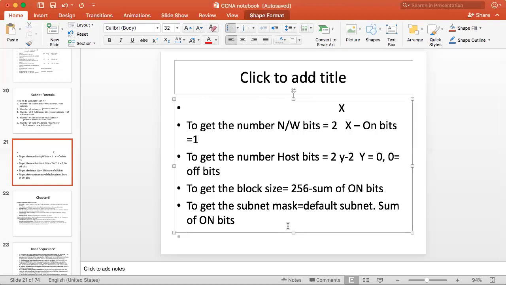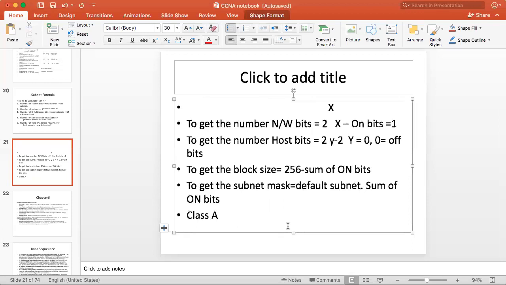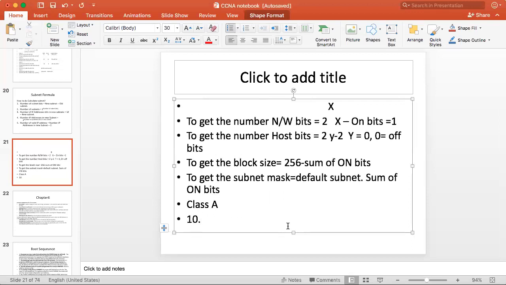Now let's take class A, for example. Under class A, can you tell me any IP address, any range of the network? Let's say private IP address 10.0.0.0. Now with this 10, what will be the default subnet mask? The host bit is 24, and the subnet mask will be 255.0.0.0.